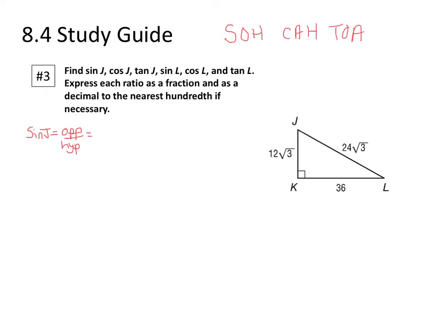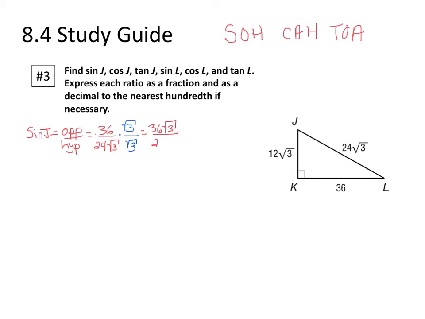So the sine of j, if you look from j's perspective, the opposite is 36. And the hypotenuse is always going to be opposite the right angle. So 24 square roots of 3. Now we don't like to have an irrational number in the denominator, so it's called rationalizing the denominator. So we're going to get rid of that square root of 3 by multiplying it by itself. And if we do that on the denominator, we have to do that in the numerator, because essentially we're multiplying by the number 1. And what we get is 36 square roots of 3 on the top.